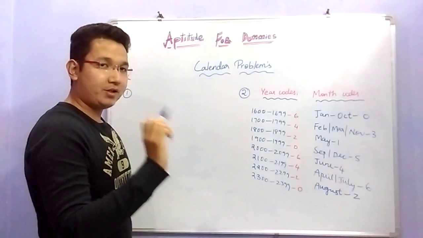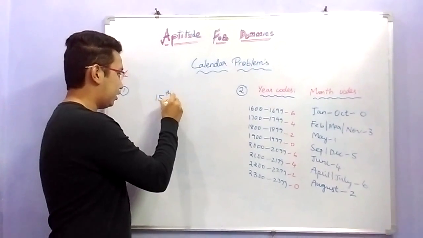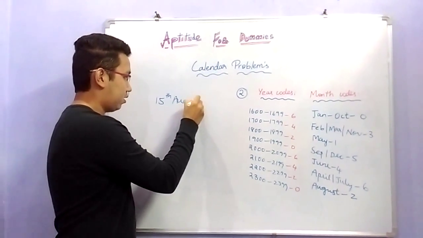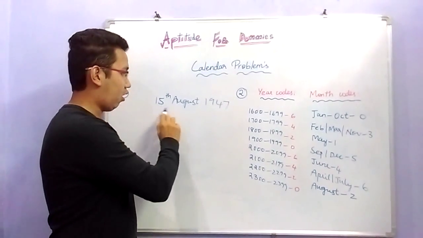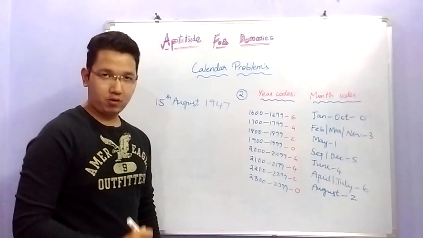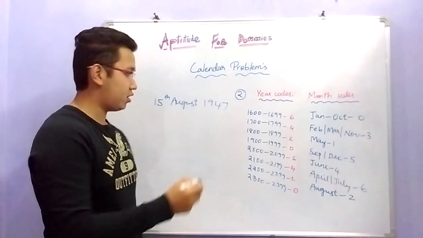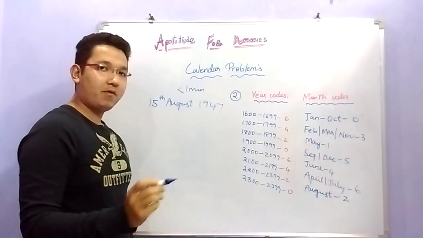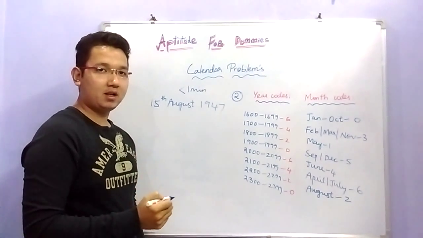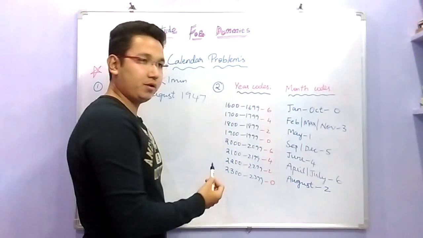Now imagine they asked us a question saying, on which day was 15th August 1947? Now I will teach you a method with the help of which you can solve this problem in less than 1 minute. But before going to this, we need to learn some method here. So please have a look at these year codes.